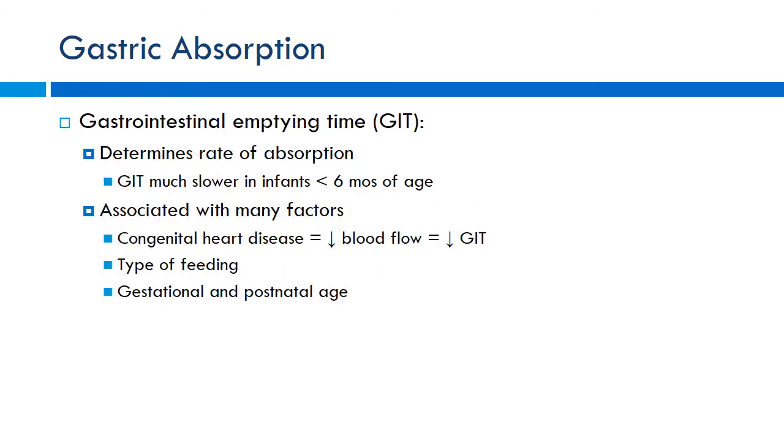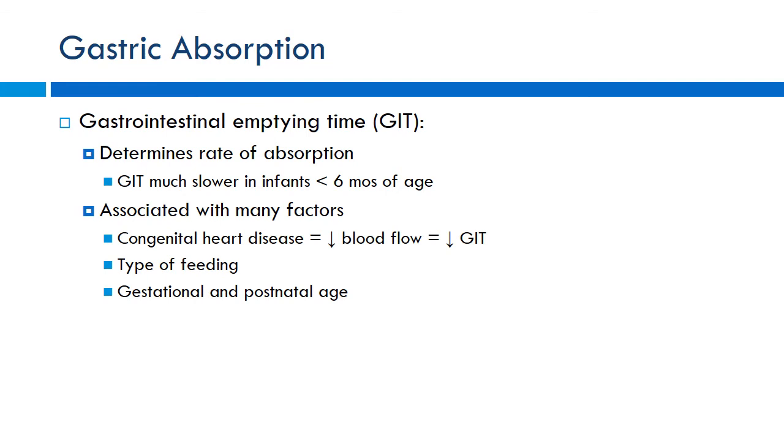Next, we're going to look at gastrointestinal emptying time with this GIT, and so this is going to help to determine rate of absorption. And what you'll find is that the gastrointestinal emptying time is going to be much slower in infants less than 6 months of age. It takes time for them to be able to process things through the GI tract, and so this can be associated with many factors. So, for instance, if they have some sort of congenital heart disease, which may decrease blood flow to the GI tract, that can also slow down GIT as well.